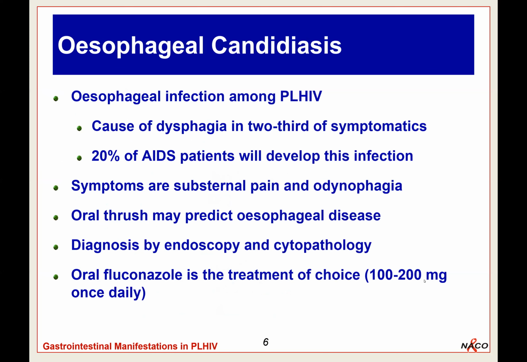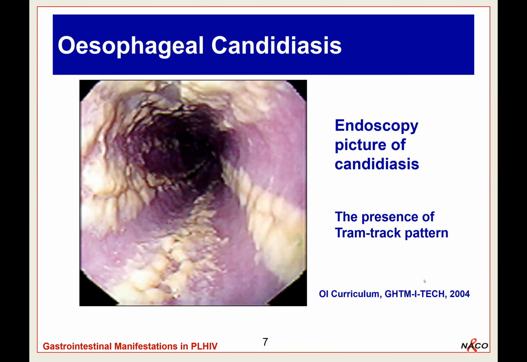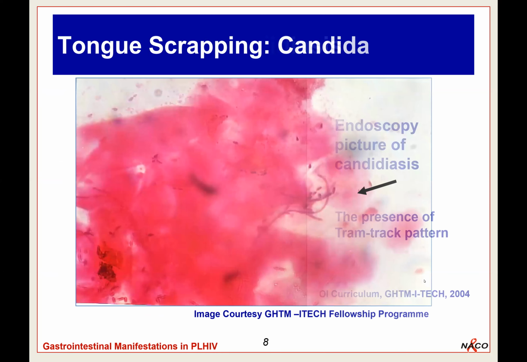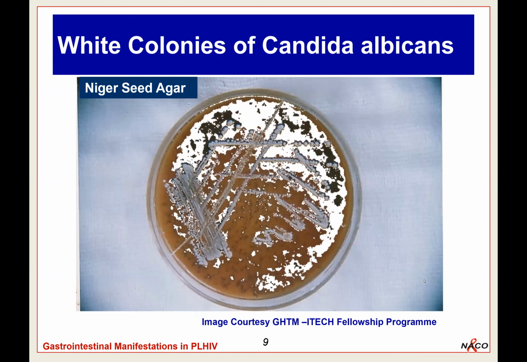So oroesophageal candidiasis is again one of the commonest OIs. If you see oral candidiasis, you put these patients in WHO clinical stage 3. And if it is oroesophageal, it is WHO clinical stage 4. If you want to send to the lab, this is how it looks: tongue scraping, candida, and these are the colonies of Candida albicans.